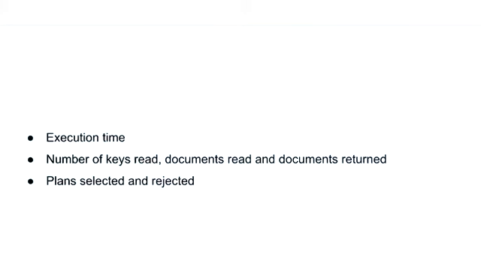In summary, we've seen that the explain command is extremely powerful in helping us troubleshoot slow queries. Its output is quite rich. However, there's a few pieces of common information that we'll be looking at. Things like execution time, the number of keys read, documents read, and documents returned, and obviously the plans that were selected and the ones that were rejected.